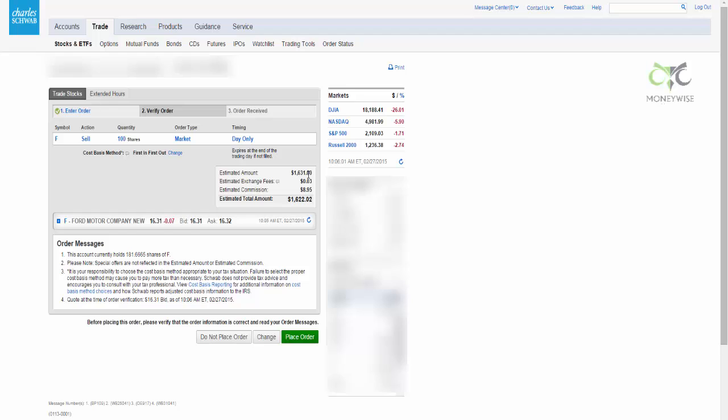The last step is to confirm the transaction. Once you select place order, voila, you've just sold 100 shares of Ford Motor Company stock.